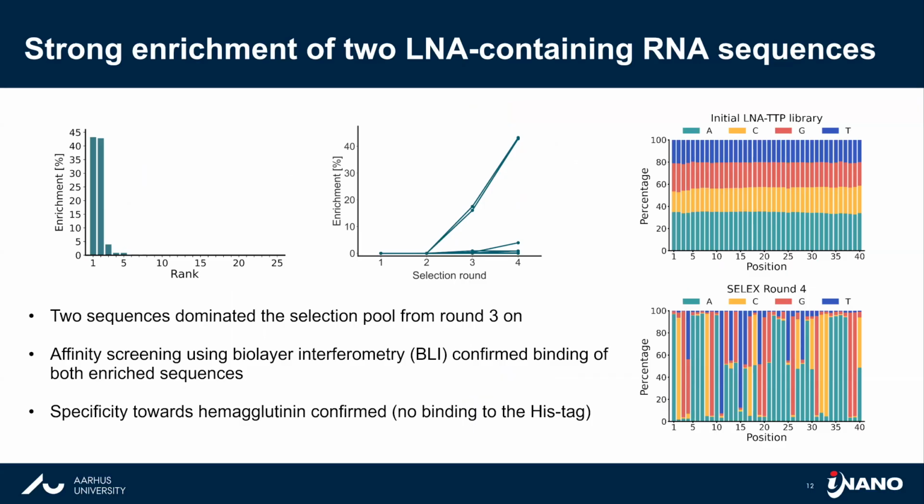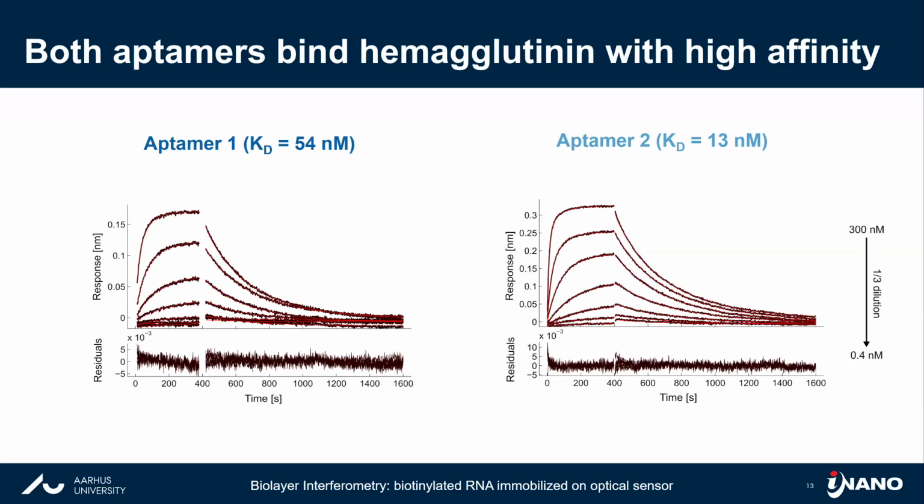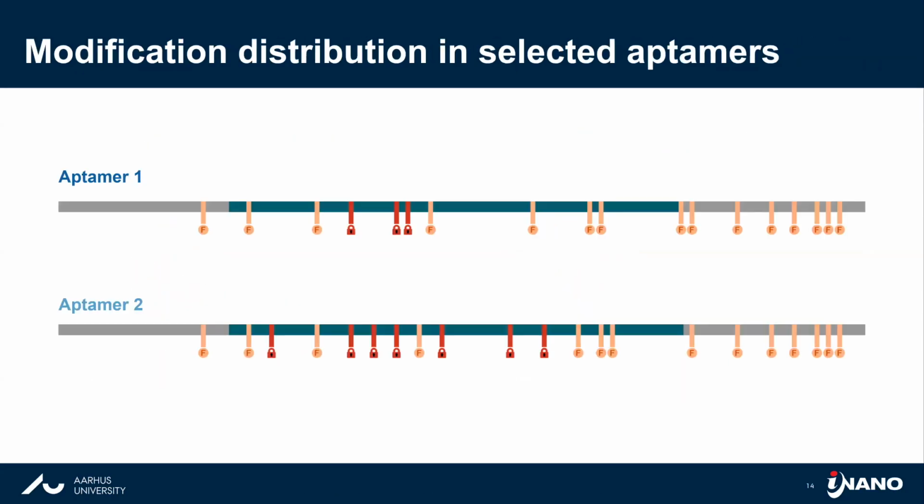But then I ordered these 2 sequences and also the runner-up. When I did some biolayer interferometry studies, I could see they were binding quite strongly to the target. So we have a low nanomolar range affinity for both of these sequences. Aptamer 1 has 3, and aptamer 2 has 7 LNA modifications, which you can see here. We have a small cluster for the LNAs, and for aptamer 2 we have 7 LNA modifications together with the 2'-fluoro modifications which we also use.